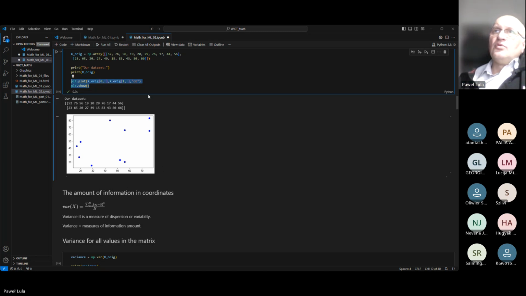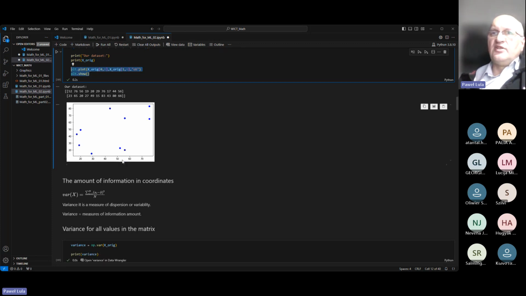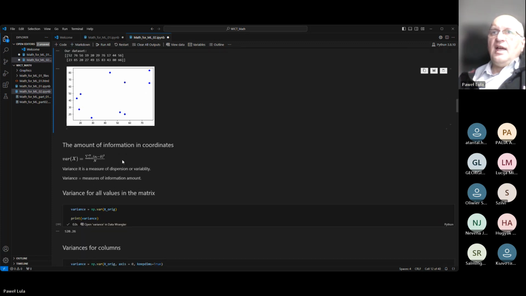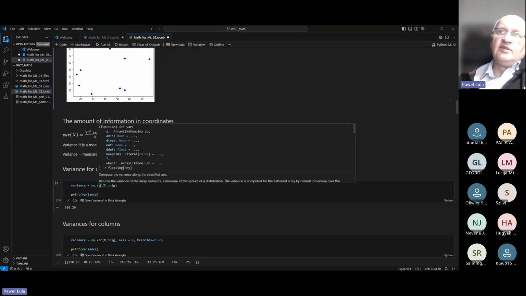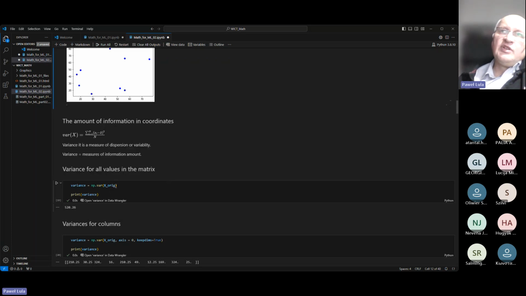So we can calculate variances for x and y coordinates. And here I will try to do it. There is a function var, which we can use for this matrix. But I will show you how to use it for different situations. And we should choose the right way in which we want to use this var function.